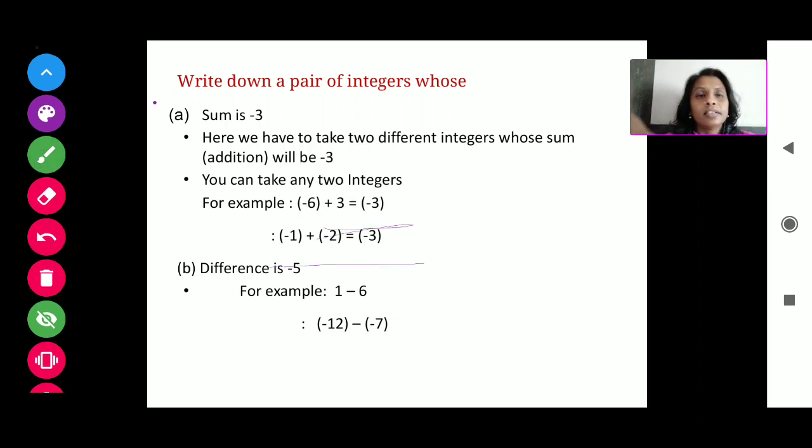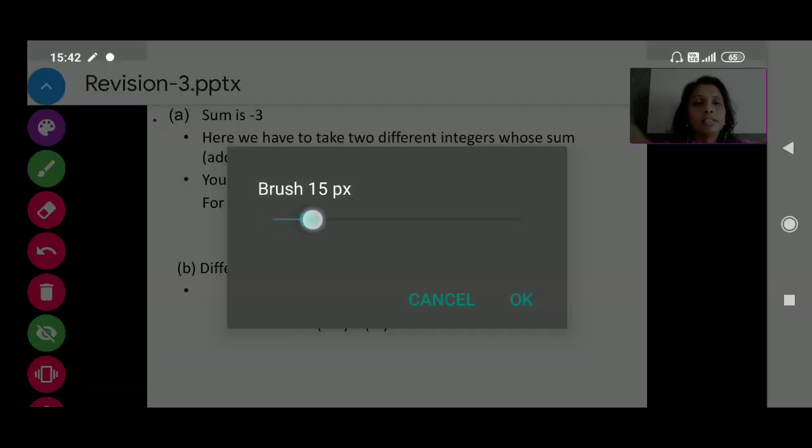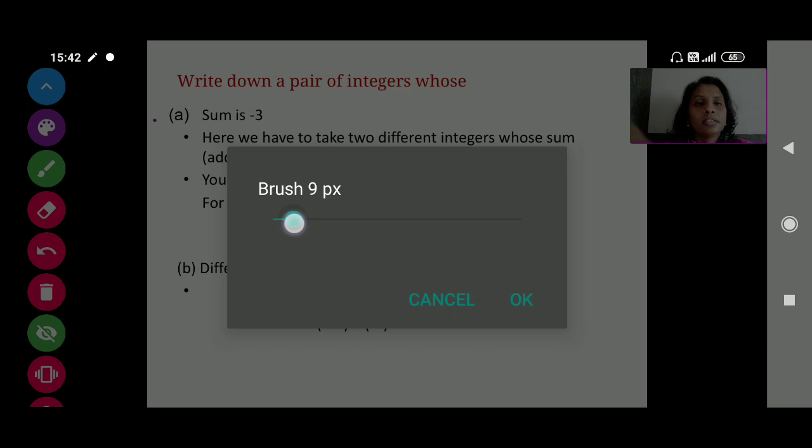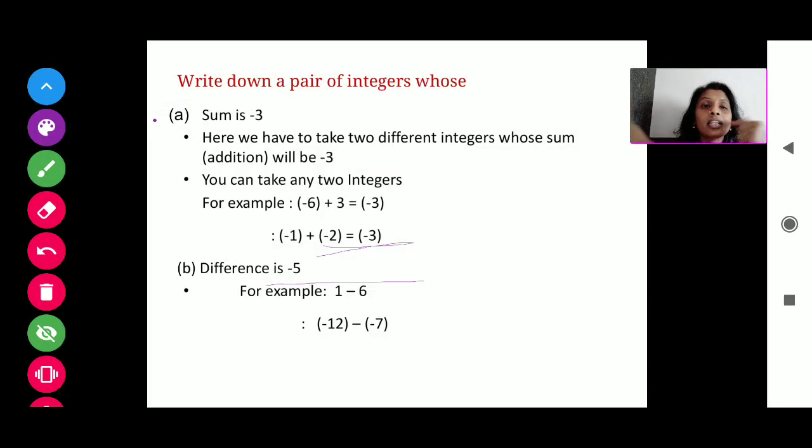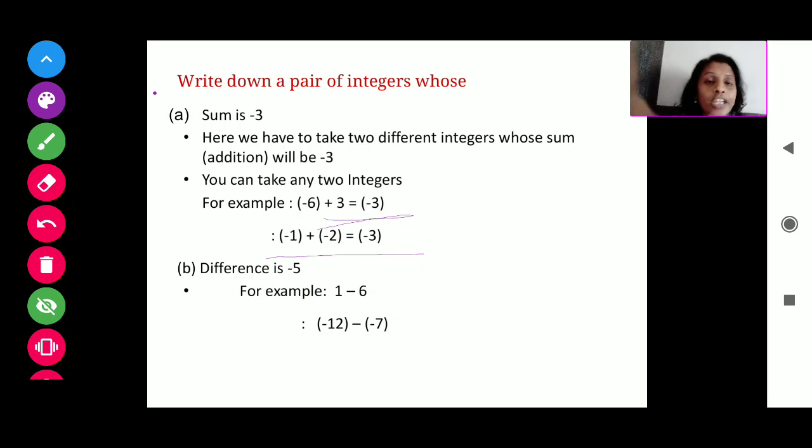Next is difference is -5. So here you have to find a pair of integers whose difference, meaning subtraction, is -5. This thing you have to keep in your mind. Whenever you have to find a difference, you have to do subtraction of the given numbers. So you have to find two different integers whose difference will be -5.